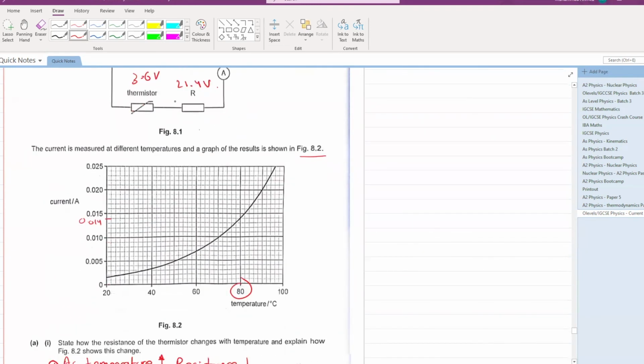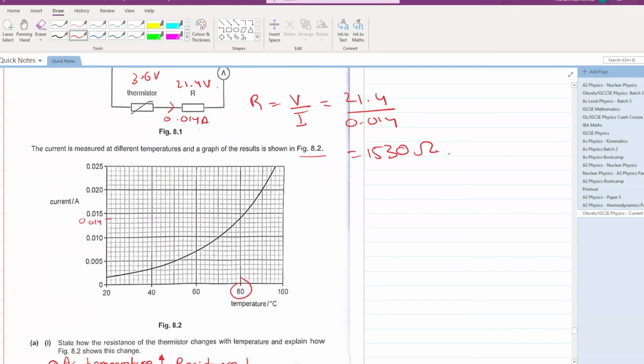What is the current in the circuit? The current in the circuit is 0.014 ampere. Can you calculate the resistance? Resistance is equal to voltage over current. Voltage is 21.4. The current is 0.014. Can we calculate the answer? Yeah, we can do that. This comes out to be 1530 ohms as your resistance.